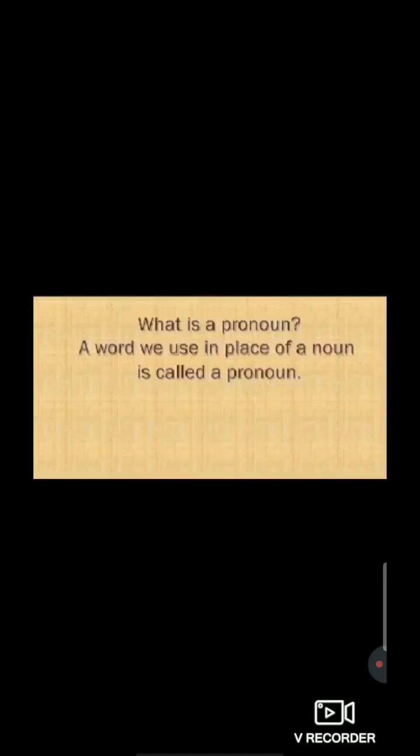Students, I hope everyone knows the meaning of noun, right? A noun means a word that identifies the name of things, places, persons or animals. We call that a noun, right? So today we are going to learn to use a pronoun in the place of a noun. A word we use in the place of a noun is called a pronoun.